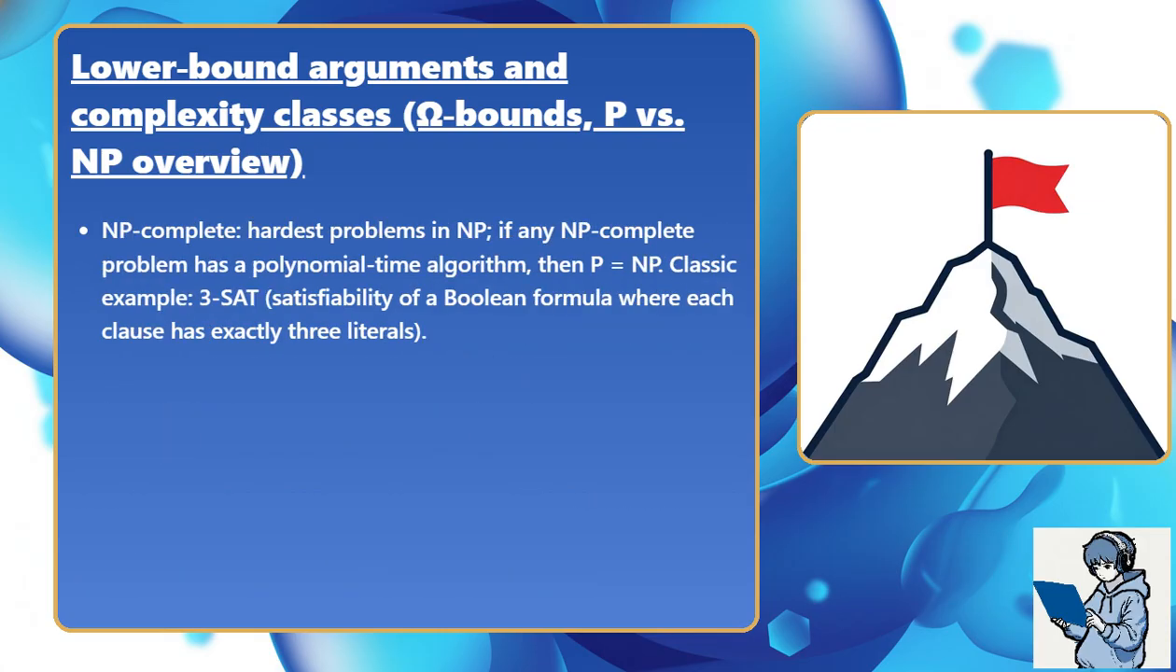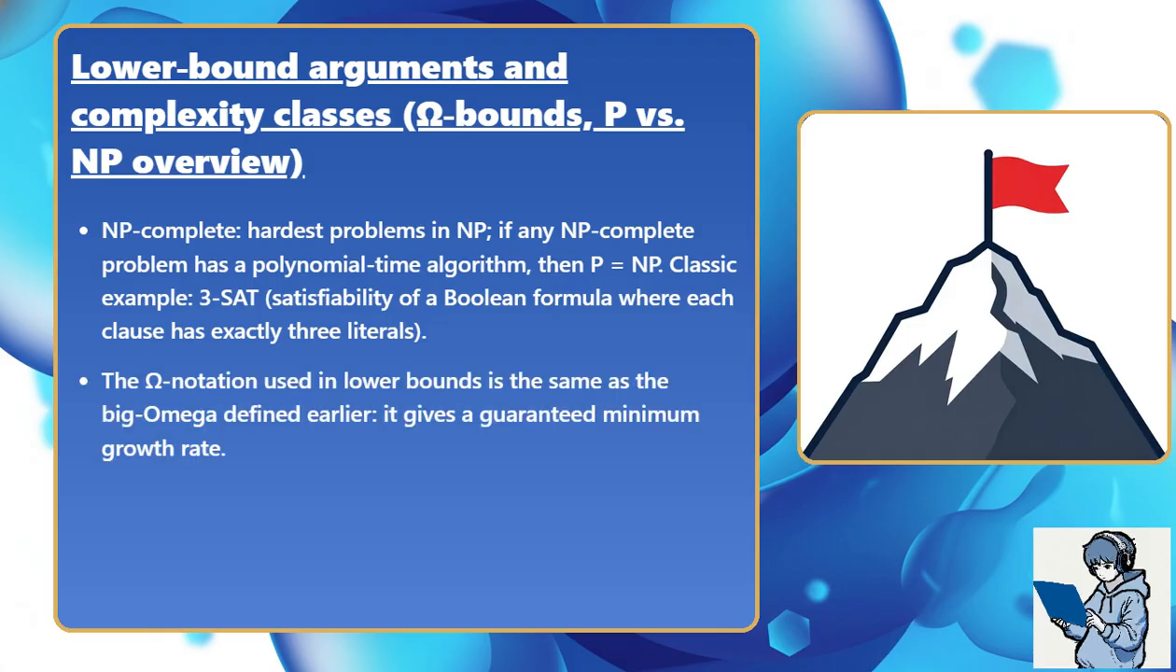If any NP-complete problem has a polynomial time algorithm, then P equals NP. Classic example, 3-SAT: satisfiability of a Boolean formula where each clause has exactly 3 literals. The big omega notation used in lower bounds is the same as the big omega defined earlier.